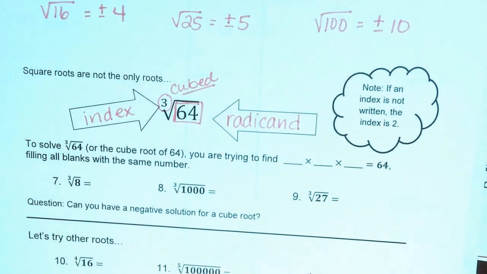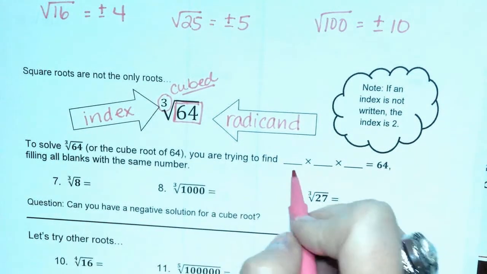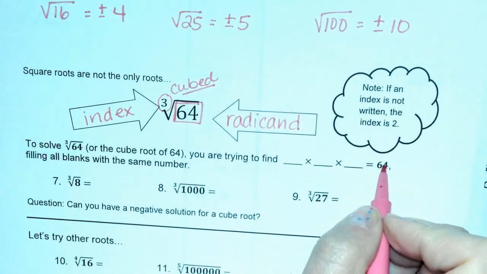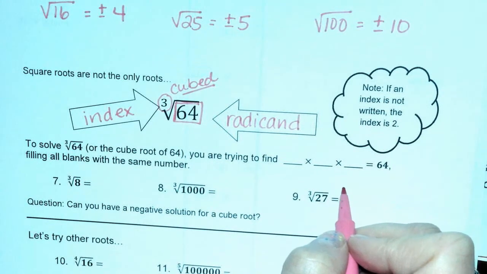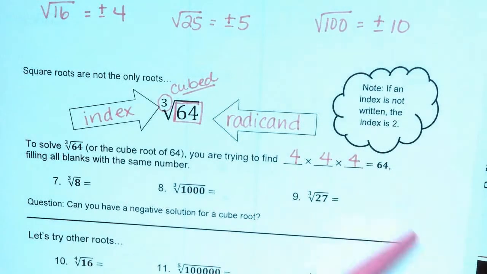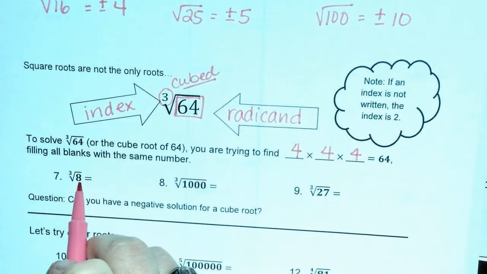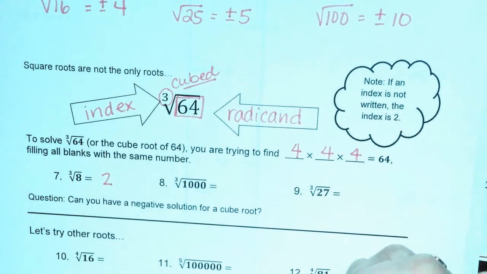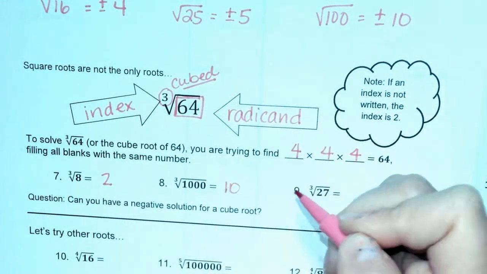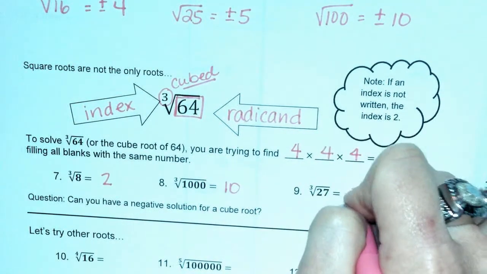So, to solve a cubed root of 64, you're trying to find a number times itself 3 times that will equal 64. What number times itself 3 times would equal 64? 4. Good. 4 times 4 times 4 is 64. Do you know what number times itself 3 times would equal 8? 2. What about 1,000? 10. 10 times 10 is 100, times 10 is 1,000. Good. What about 27? 3.